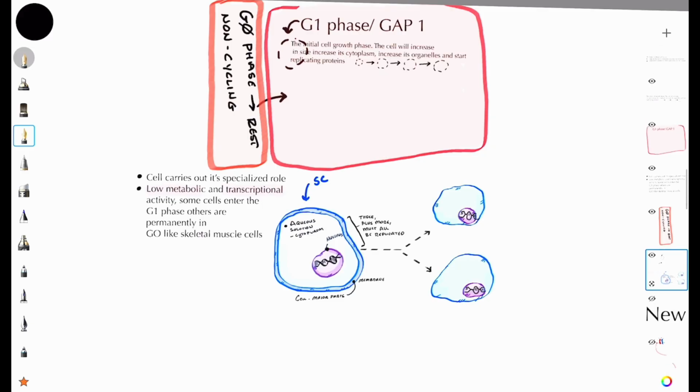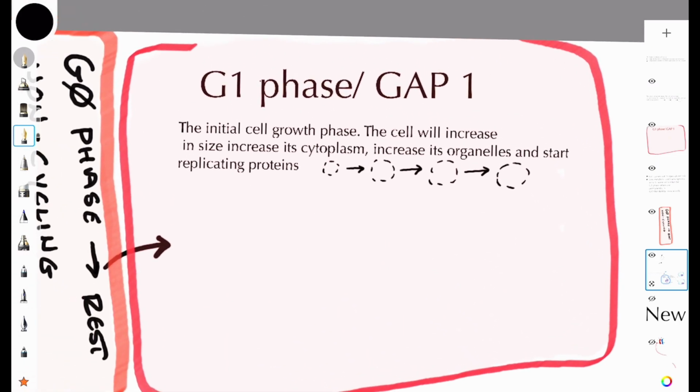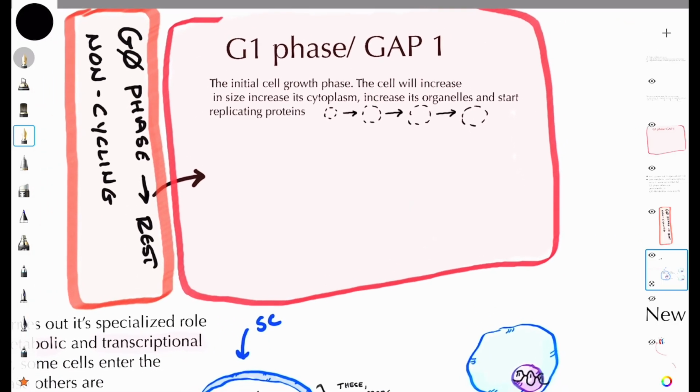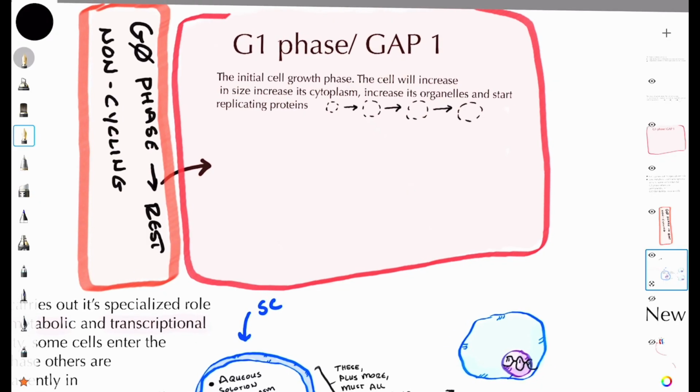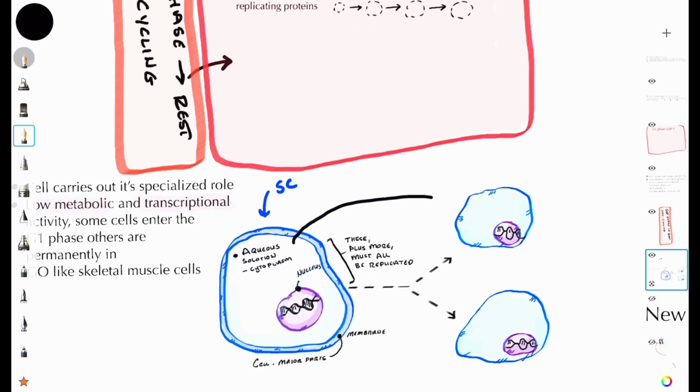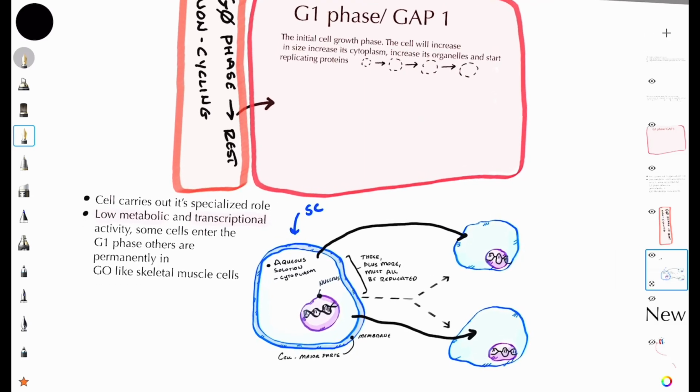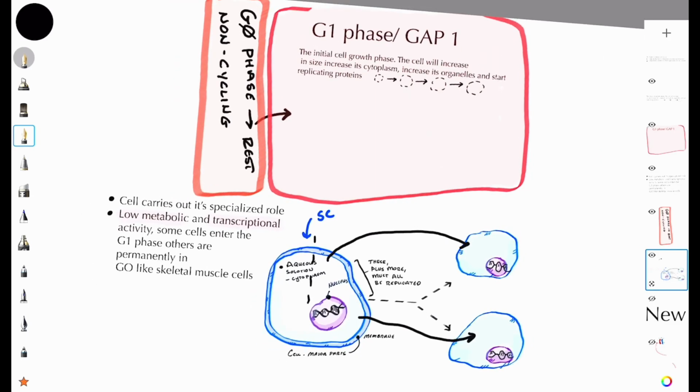Okay, so in this phase, the cell will begin to grow. This is the initial growth phase. The cell will increase its size, increase its cytoplasm, increase its organelles, and start replicating proteins. I showed you that in the last picture. Okay, we have to start growing. We have to start building. And whatever we build has to be split equally from the parent cell to the daughter cell, right? So whatever we start to manufacture has to be shared equally before this cell can split in half.